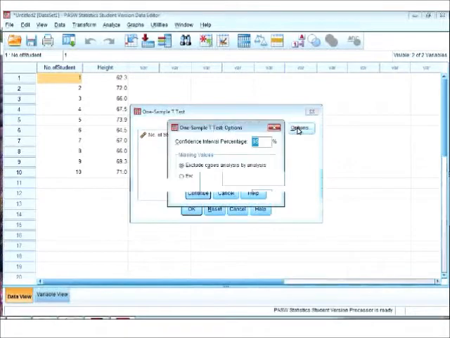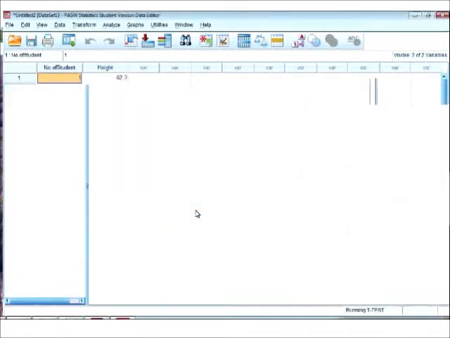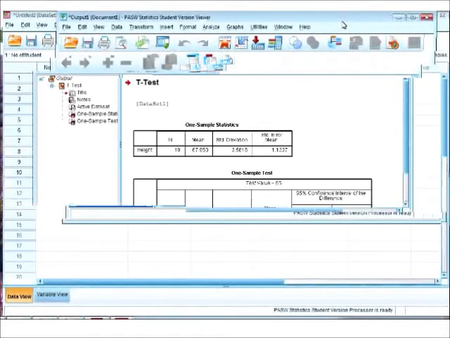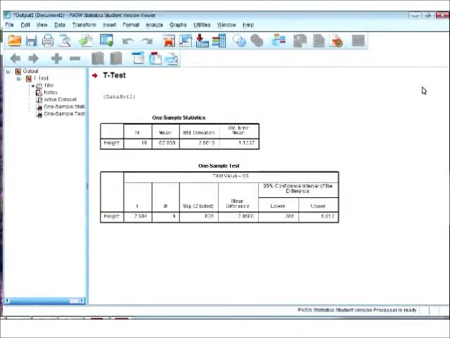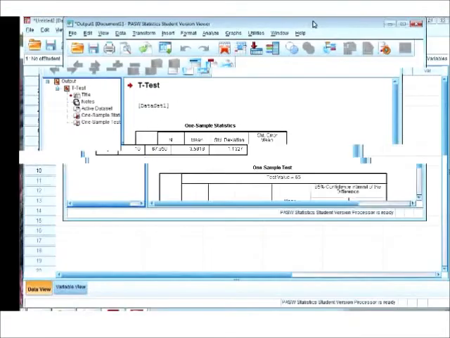Options gives you an option of selecting your confidence level, 95% or 99% or 90%. Let's keep it 95% for now. And then we say OK. Now what does SPSS give us?